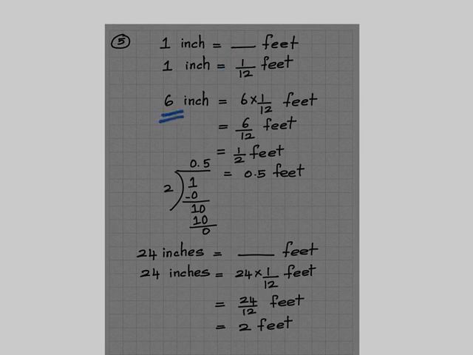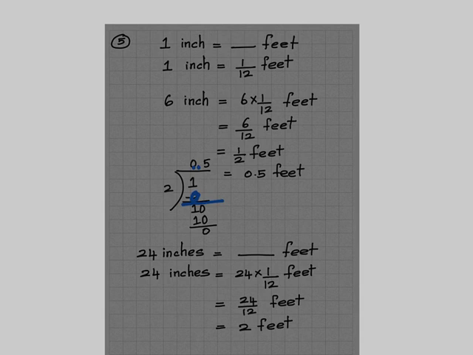So 6 inches has to be converted. So just multiply the number 6 with the fraction 1 by 12. And 1 by 12, simplify, 6 by 12, it becomes 1 by 2. And let us divide 1 divided by 2. 1 is a smaller number. So make a 0, and 2 times 0 is 0. Then 1 minus 0 is 1.